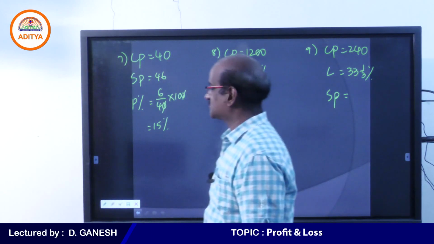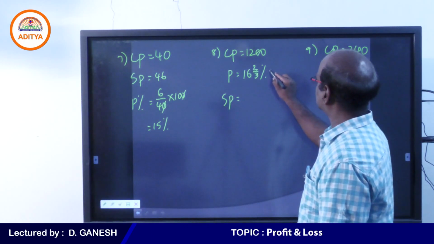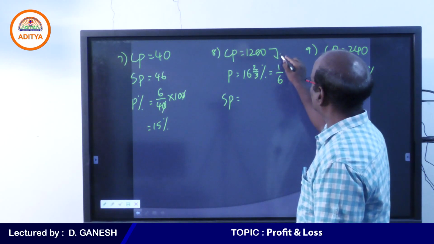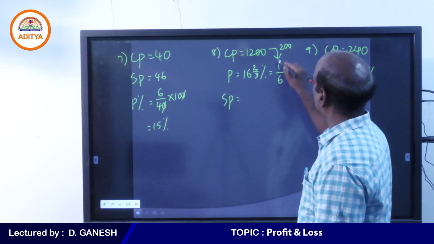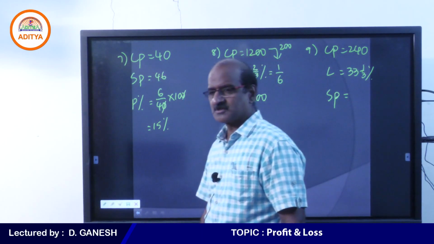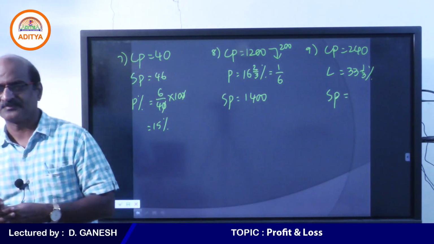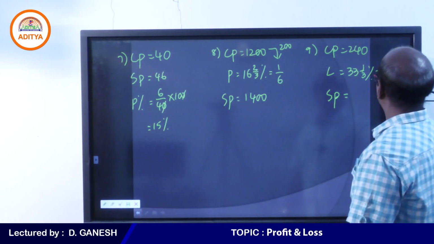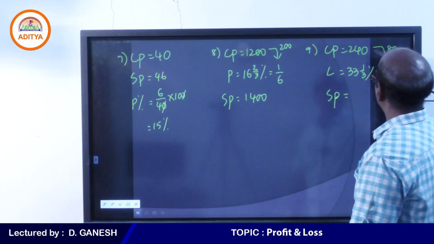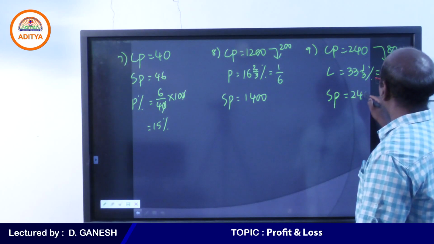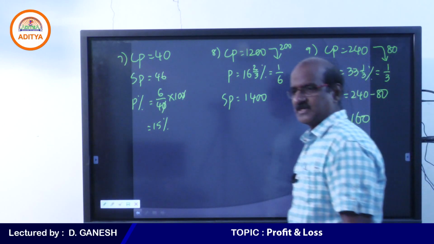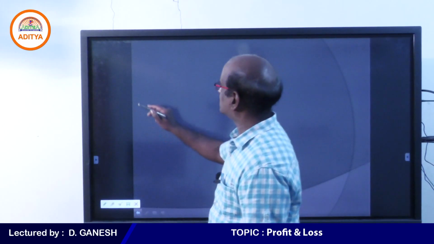I appreciate that. Student, 16 2 by 3% is nothing but 1 by 6. So 1200 times 1 by 6 is equal to 200. So you are selling it at a profit of 200, so it must be sold for 1400. Come on student. 33 1 by 3% is 1/3. 240 by 3 is 80. This time you are losing, therefore you need to lose 80 rupees and hence you must be selling for 160 rupees.